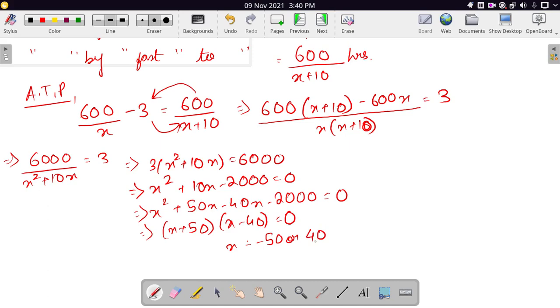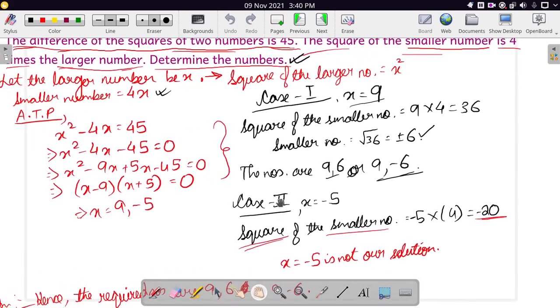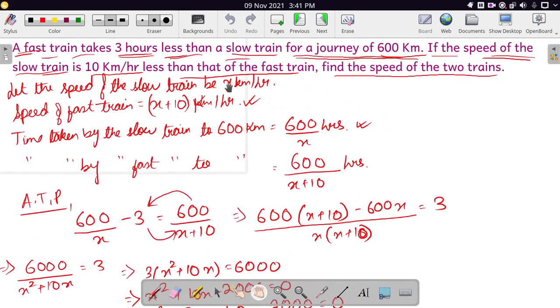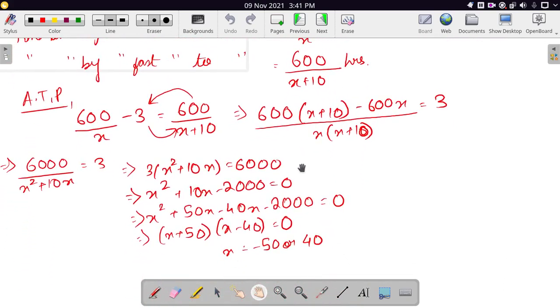Here you don't need to provide case 1, case 2, like in the previous question where we gave case 1, case 2. Here it's very self-explanatory that x we have taken to be the speed. Speed can never be negative because it's not a vector quantity. It's a scalar quantity. So we will not take this value. We will consider x equal to 40, the speed to be x equal to 40.